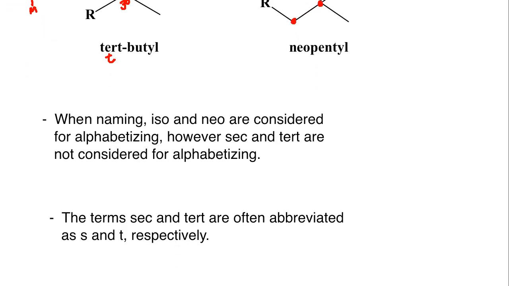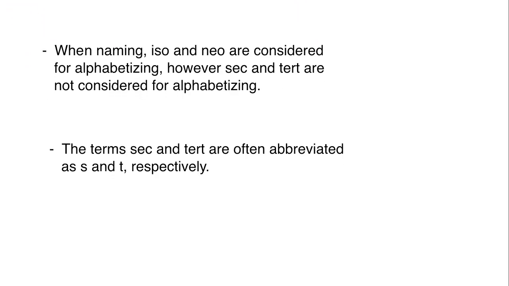All right, so when we are naming, this is what I mentioned a minute ago, iso and neo are considered for alphabetizing purposes. However, sec and tert, or S and T, are not considered for alphabetizing. And then you see that note down there. I just remind you that the terms sec and tert are often abbreviated S and T respectively. So even if it's written as S and T, you do not do any type of alphabetizing with the sec and the tert. That's because they're not really a descriptor name as much as they are just referencing the position at which the butyl is attached or found. And so those get dropped.